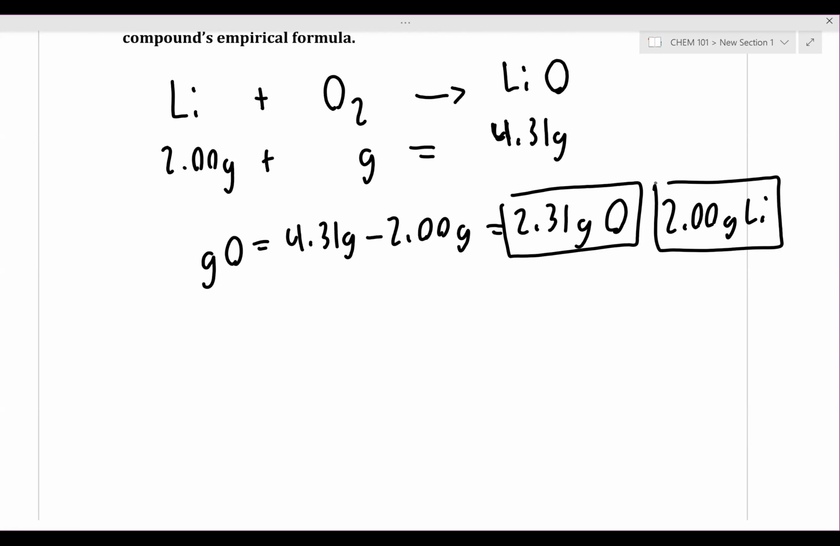So you're given the mass of lithium and lithium oxide. And from that, we were able to figure out the mass of oxygen. Your goal, given these two masses, is to calculate the empirical formula. You're going to go through mass and moles to the mole ratio, which is the empirical formula. You don't need it because you have the mass of the two elements.